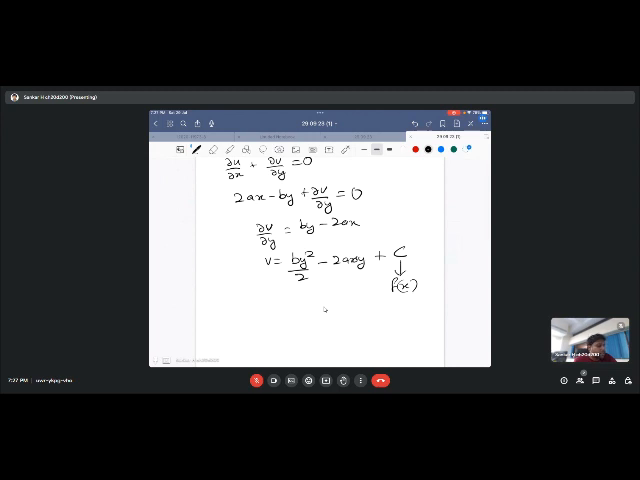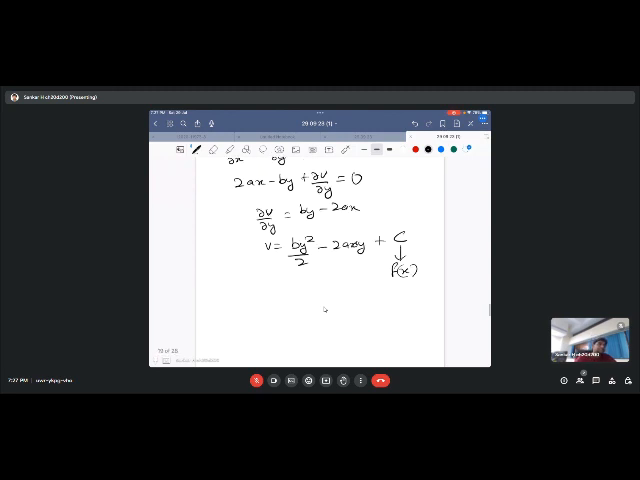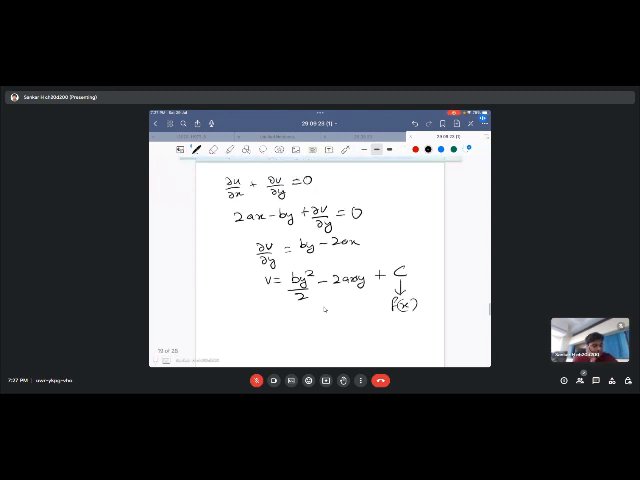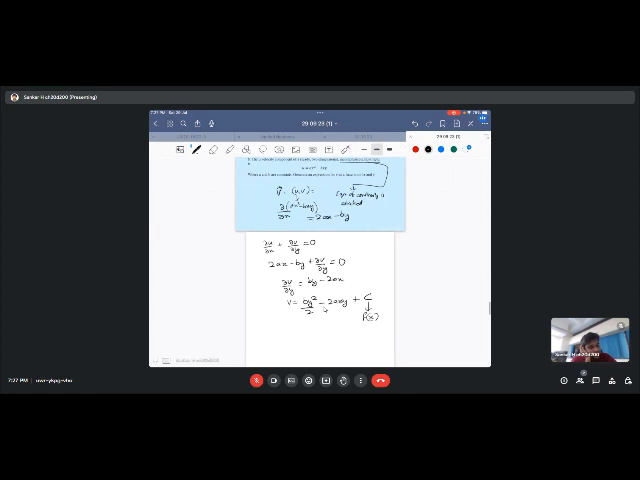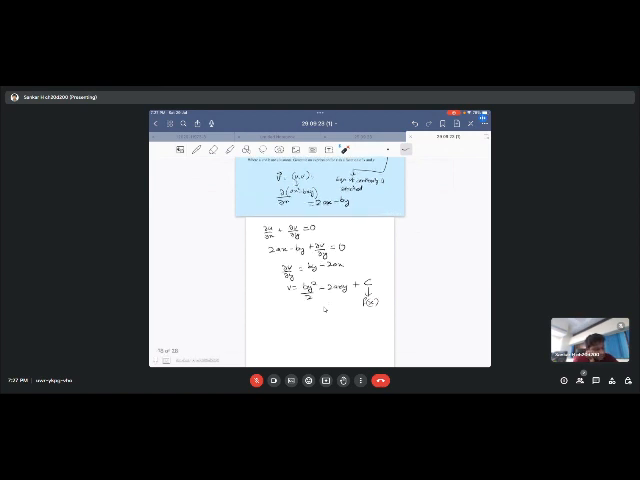And we can find these constants of integration only if the boundary conditions are provided. So the final expression for the v component of velocity is given by b y square by 2 minus 2axy plus any function of x, as shown here.